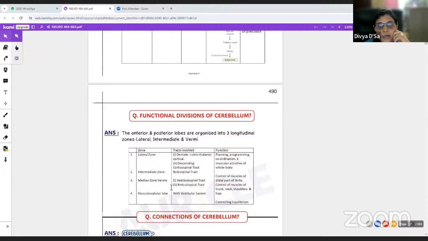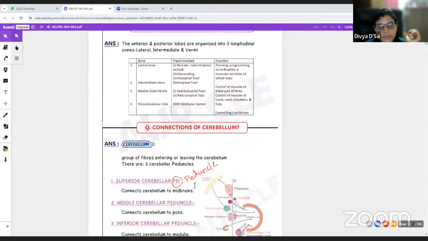Next, we have the intermediate zone. The intermediate zone belongs to the paleocerebellum. In the paleocerebellum, we have the rubrospinal tract. So here the nucleus interpositus is there. And the lateral zone is basically the neocerebellum part. We have the dentato-rubrothalamic cortical tract, then the descending corticospinal tract. So those tracts are involved there. This is basically for the planning, programming, and coordination, the finer, precise movements.